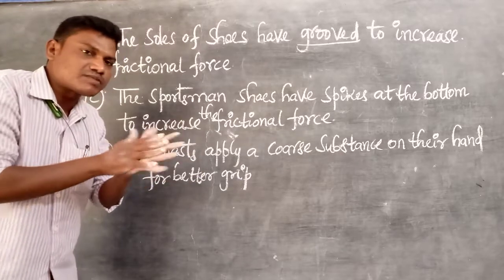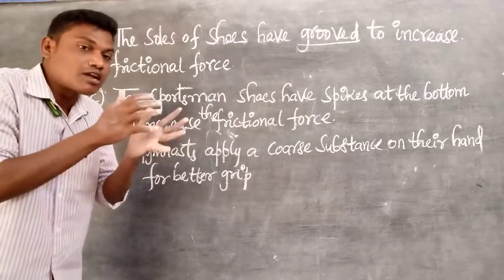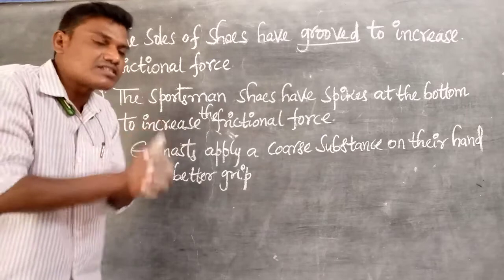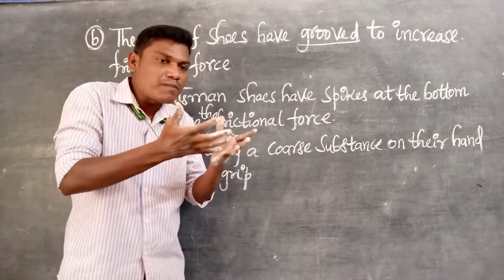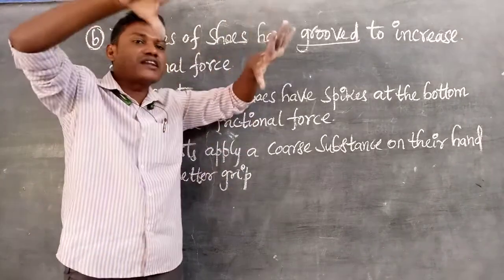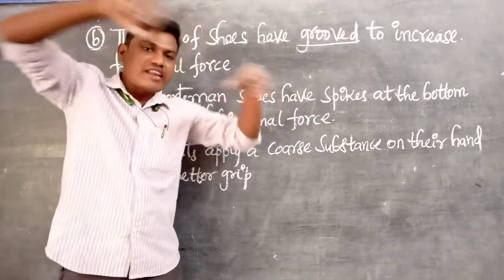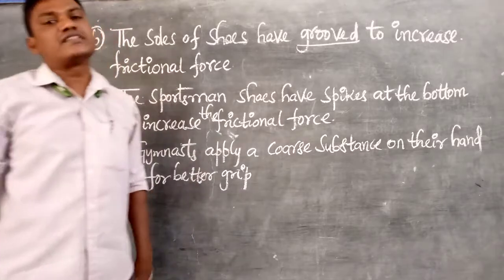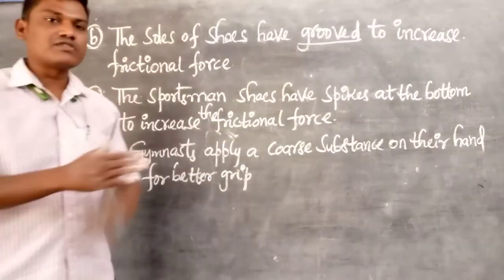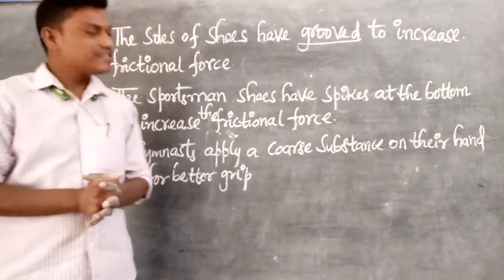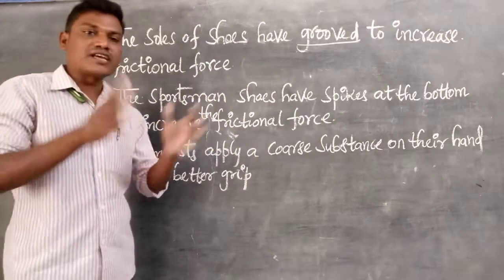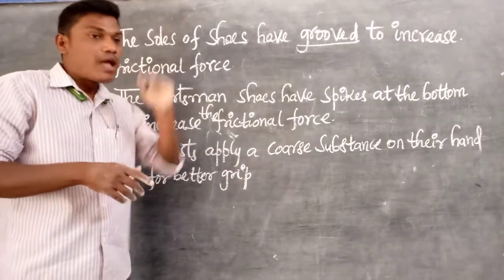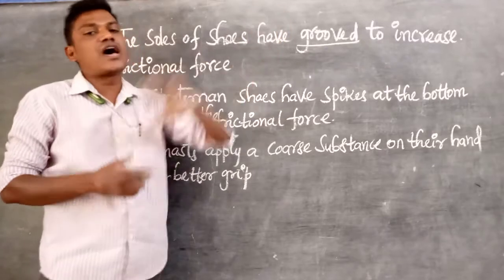They apply a coarse substance, a powder-like substance. Coarse is nothing but rough substance. Then what will happen? It will increase the grip between the iron bar and their hands. That's why, without slipping, they can do their activity without any fear. So these are the main methods to increase the frictional force by making the surfaces rough.